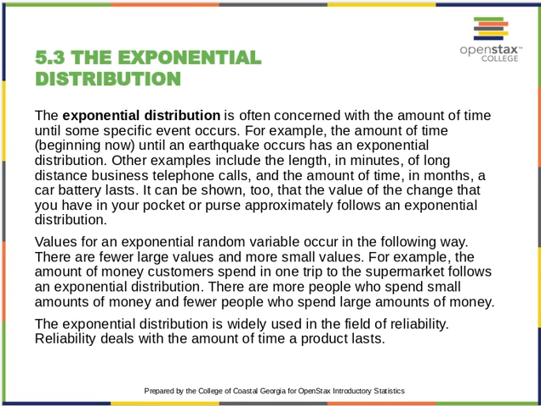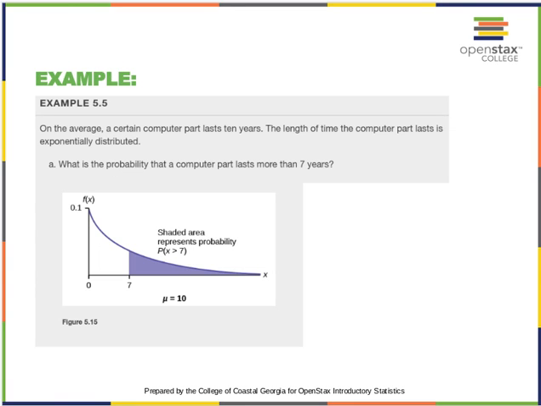I think the best way to do this is just walk through an example together. So here's the example. On average, a certain computer part lasts 10 years. The length of time the computer part lasts is exponentially distributed. So they tell you that it has an exponential distribution, so you know the shape. And this is one of the characteristics of this problem. It says that the mean is 10 years.